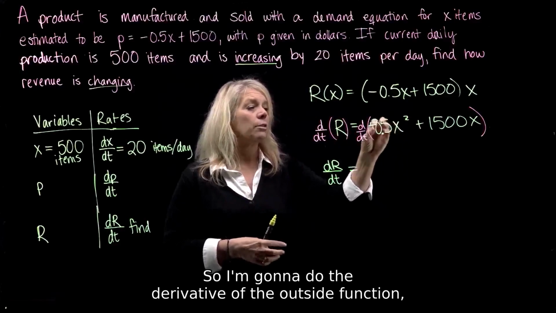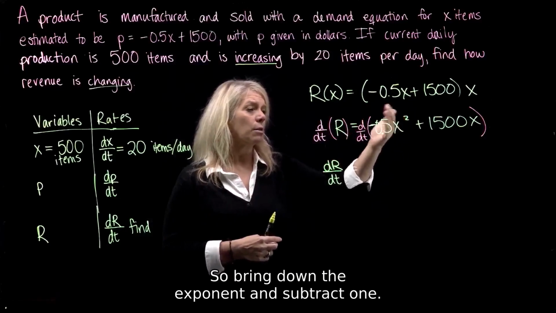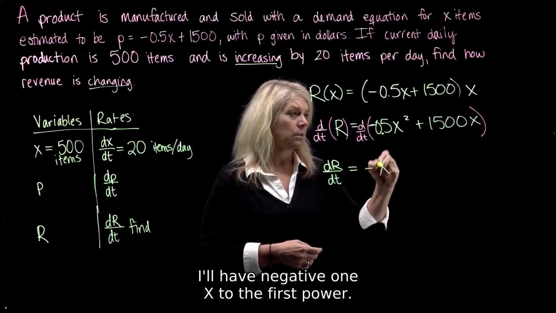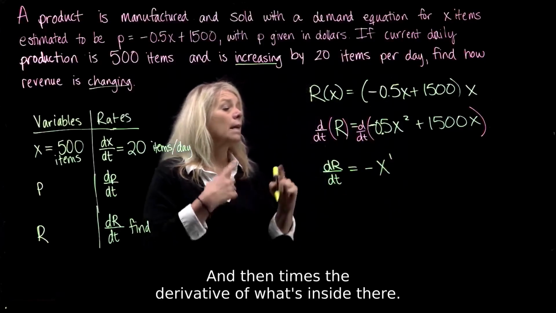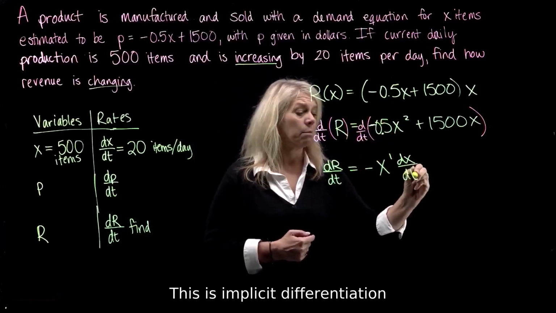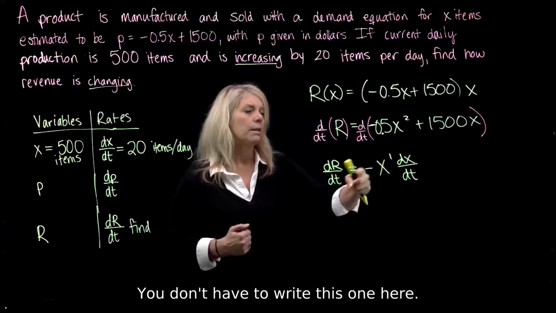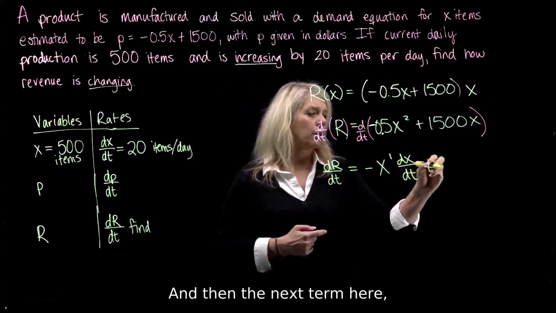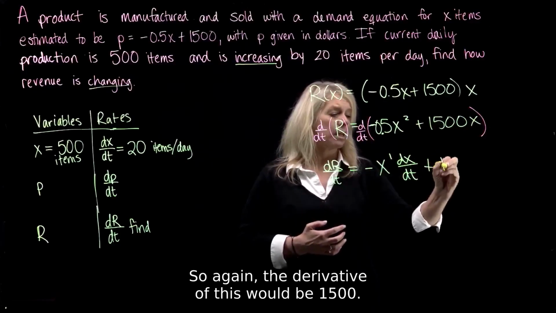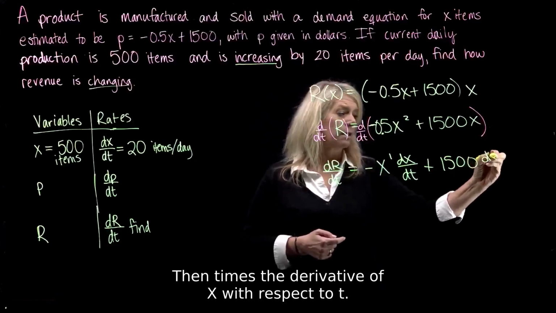So I'm going to do the derivative of the outside function, which is the negative 0.5 times x squared. So bring down the exponent and subtract 1. I'll have negative 1 x to the first power. And then times the derivative of what's inside there. So this is where you get that extra dx/dt. This is implicit differentiation or chain rule that's happening here. So you don't have to write this 1 here. And then the next term, derivative with respect to t of this term. So again, the derivative of this would be 1500, then times the derivative of x with respect to t.